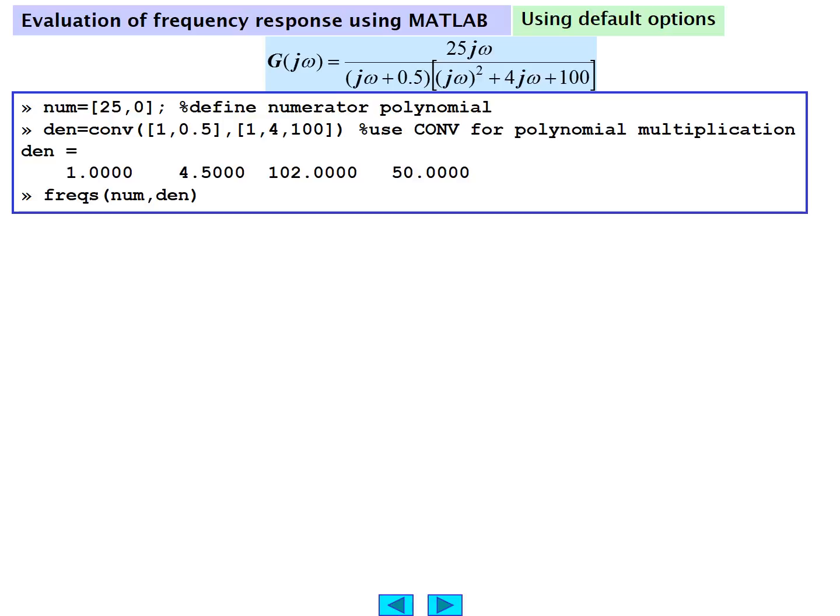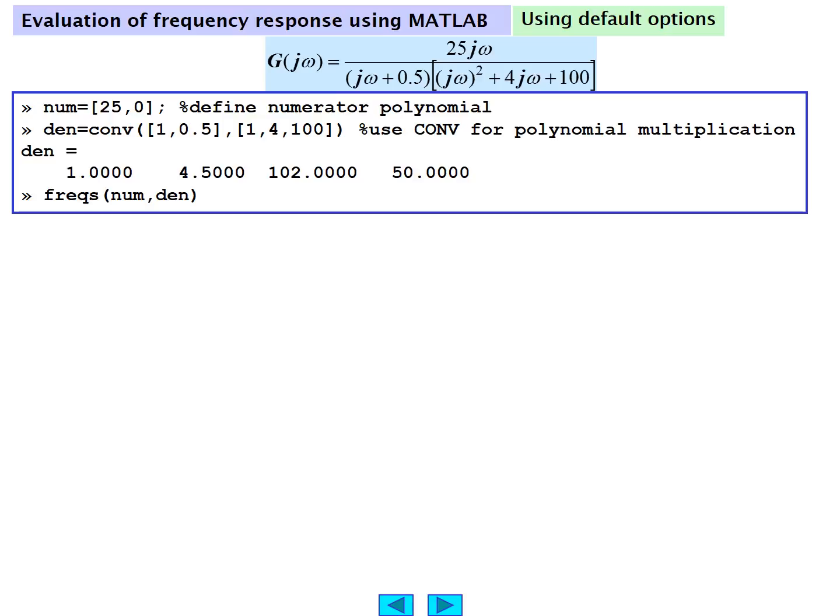For the denominator, we're going to do it easy. We're going to form each of those terms separately in brackets. One term happens to be a first order polynomial, so its coefficient is 1 and the constant is 0.5. We're not even putting it in normal form. We're just using it as given. And the second polynomial has a magnitude of 1. That's the second order polynomial. It has a magnitude of 4 for the first order term and a magnitude of 100 for the constant.